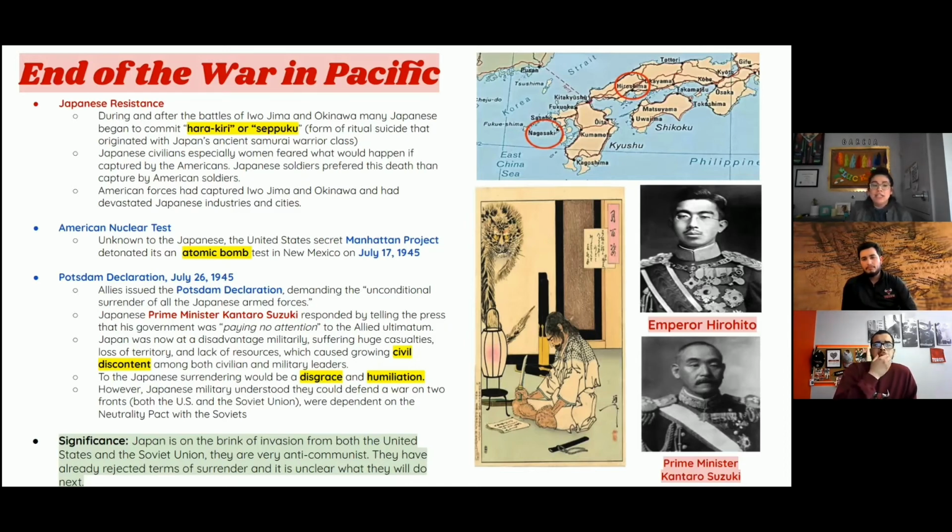This is significant because Japan is on the brink of invasion from both the United States and the Soviet Union. Japan is very anti-communist, and they already rejected the terms of surrender, and it is unclear what they will do next. I don't think that they knew exactly what they were going to do next.